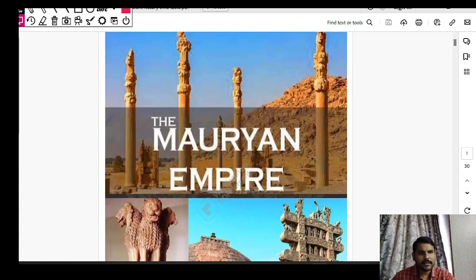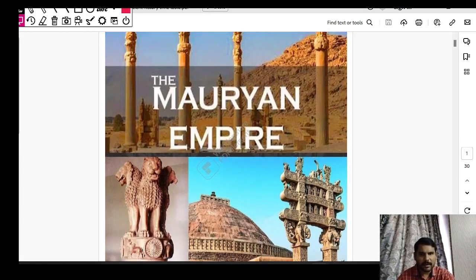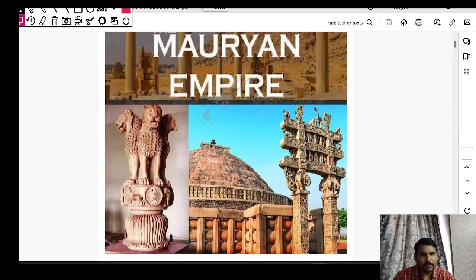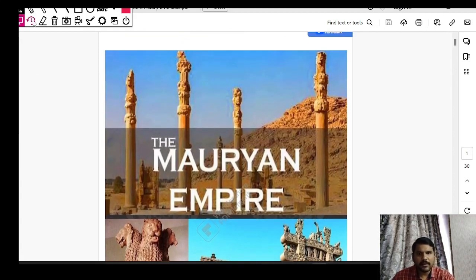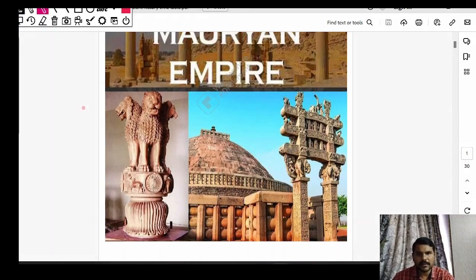As you can see, this Mauryan Empire is something we read very frequently during school, so you will be remembering all these things. This is the Sanchi Stupa, and these are the Ashokan pillars. Even now our emblem, recently when our new parliament building was unveiled, you have seen the emblem, right? So this is the emblem. So many questions are asked based on these artifacts itself.